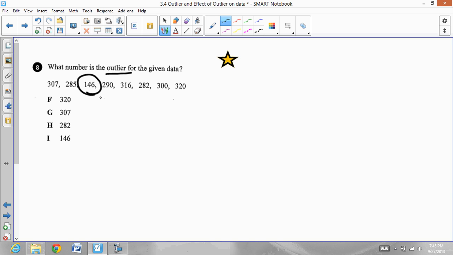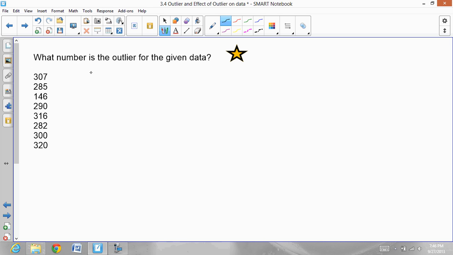146 is lying all the way on the outside as opposed to all the other numbers. If you want to remember an easy way, think of it as a number that is far away from the rest of the numbers. So the answer in this case is that the outlier is 146, because all the other numbers are grouped together. This is the number that is lying far outside the field.